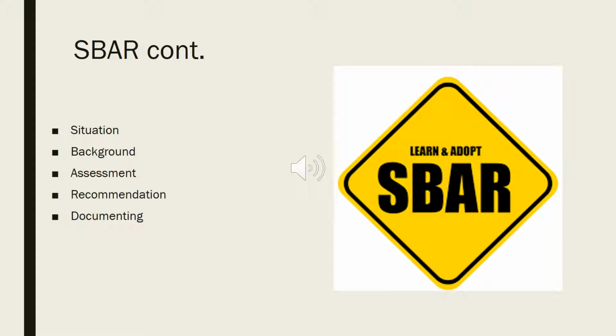Then the last portion of SBAR is documenting. Documenting your communication with other clinicians at the time it occurs is important because discussion about patients or interventions can quickly be forgotten in a busy clinical environment. It is essential to clearly document, read back, and sign verbal orders. Inadequate documentation can place a nurse, clinician, and healthcare facility at risk for legal liability.